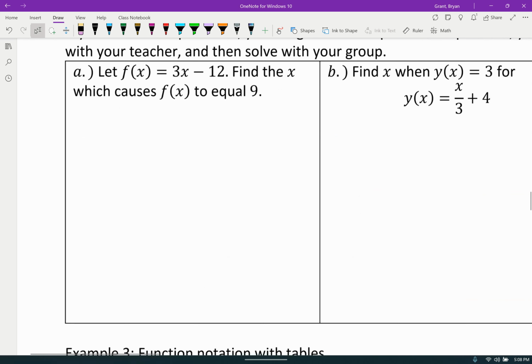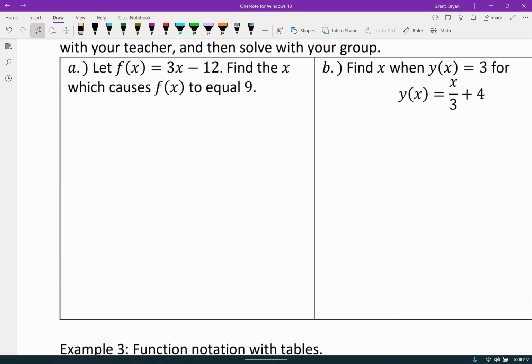On A, we have let f of x equal 3x minus 12. Find the x which causes f of x to equal 9. So the way I think about this is we're looking for an x such that when you put it into our formula, the answer is 9.